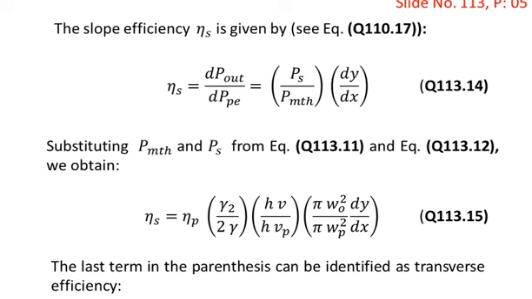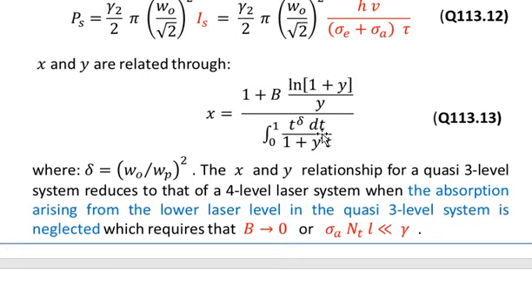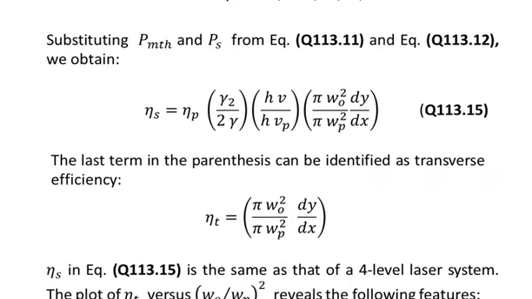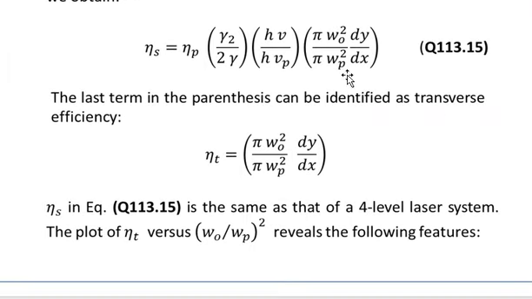So you see that if we want to calculate the dy over dx from equation number 13, the result will be difficult in its expression, or it is laborious to calculate such a result. So we are not going to calculate that result over here, but we can identify in equation number 15 the last term. The last term in the parenthesis can be identified as the transverse efficiency. So eta t is equal to pi omega naught square over pi wp square and multiplied by dy over dx.